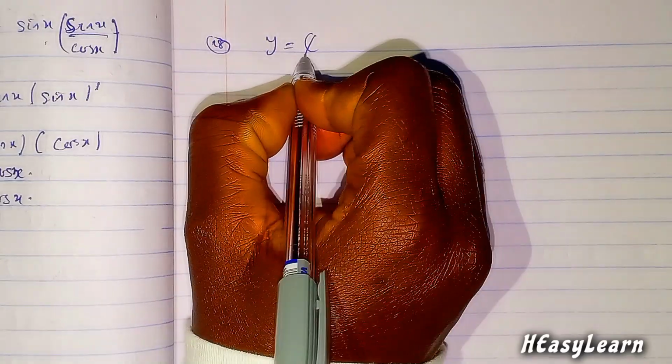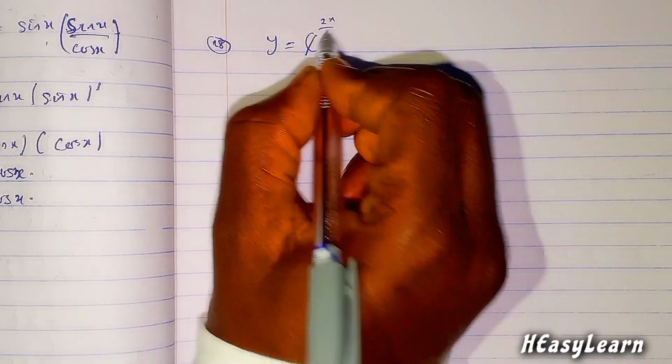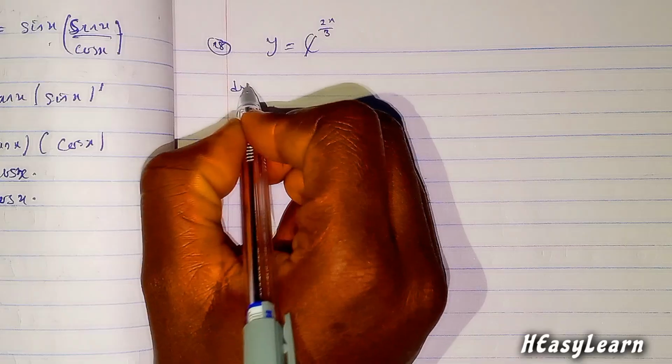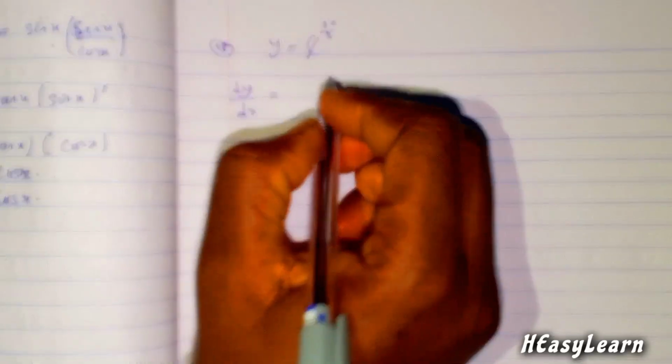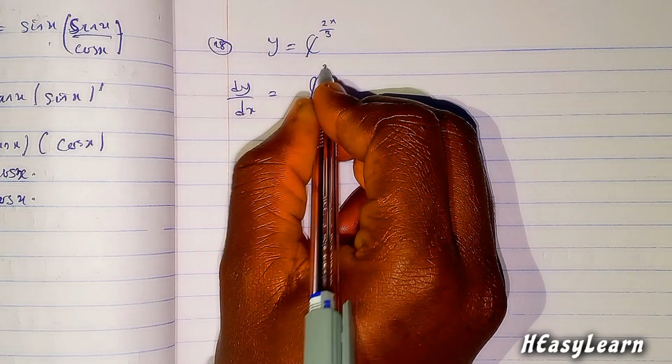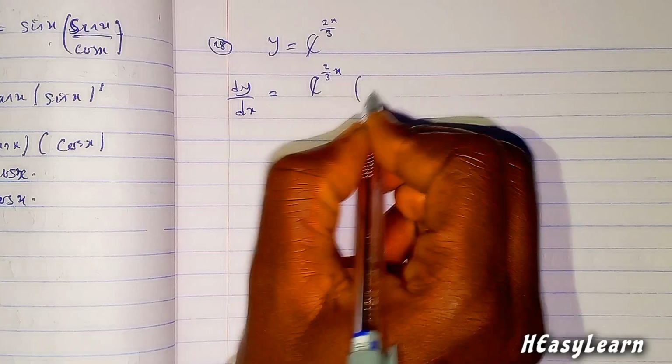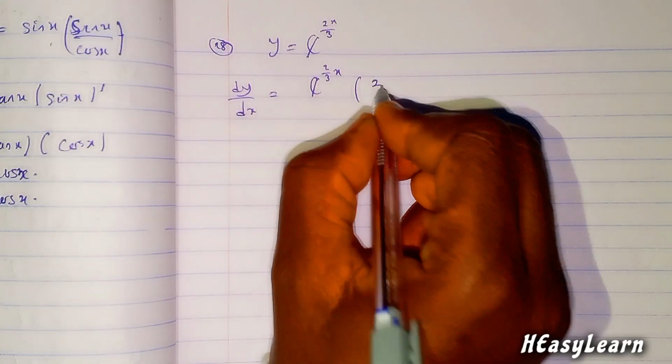Let y equal exponential 2x divided by 3. This is an exponential function. How to differentiate an exponential function? Keep the function, multiply by the derivative of the power.